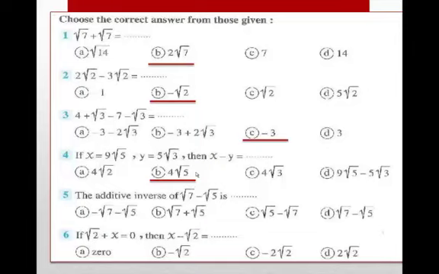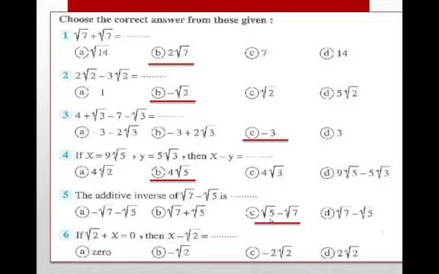Number 5, the additive inverse of root 7 minus root 5: the positive becomes negative and so on. So it becomes negative root 7 plus root 5. We can write it as root 5 minus root 7.